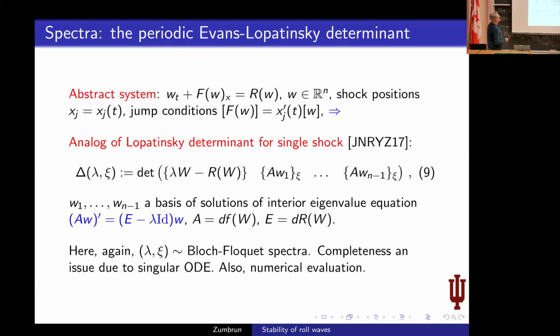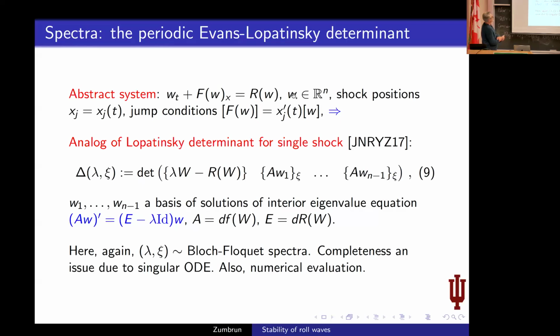Well, it turns out that the way to find this is actually to look at the exact periodic Evans determinant. Okay, so this is what Blake did. So he did his in the inviscid case.